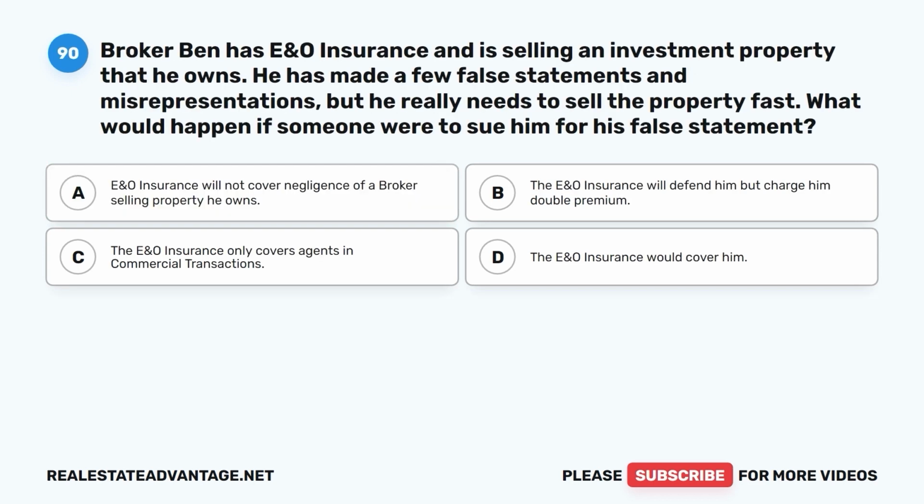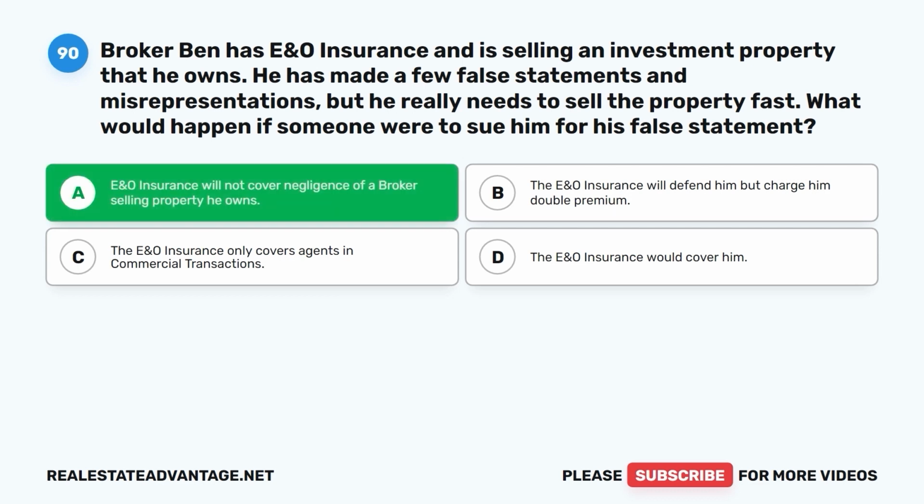Question 90. Broker Ben has E&O insurance and is selling an investment property that he owns. He has made a few false statements and misrepresentations, but he really needs to sell the property fast. What would happen if someone were to sue him for his false statement? A. E&O insurance will not cover negligence of a broker selling property he owns. B. The E&O insurance will defend him but charge him double premium. C. The E&O insurance only covers agents in commercial transactions. D. The E&O insurance would cover him. The correct answer is A.